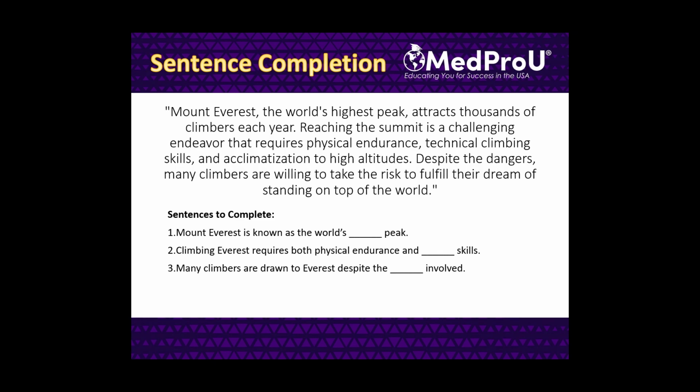Number one, Mount Everest is known as the world's highest. If you write high, that is incorrect. It should be highest. Number two, climbing Everest requires both physical endurance and technical skills. And lastly, many climbers, technical climbing skills, not just technical only. It has to be technical climbing. Many climbers are drawn to Everest despite the dangers. It's here on the last one. Despite the dangers involved.